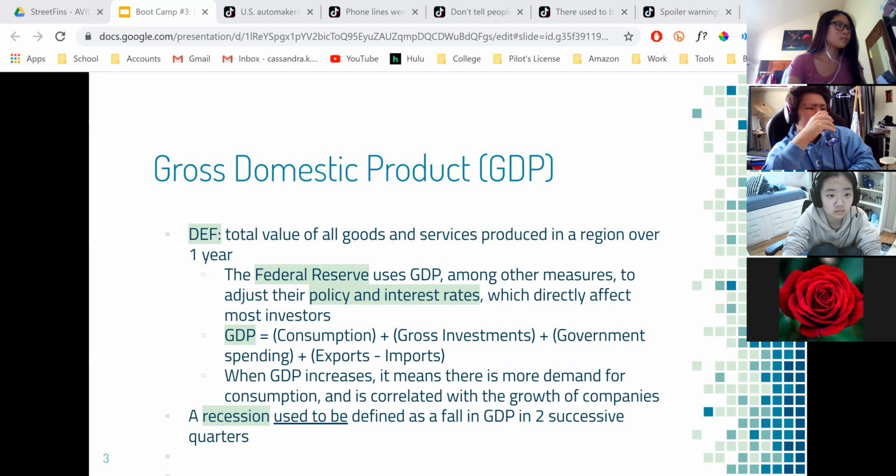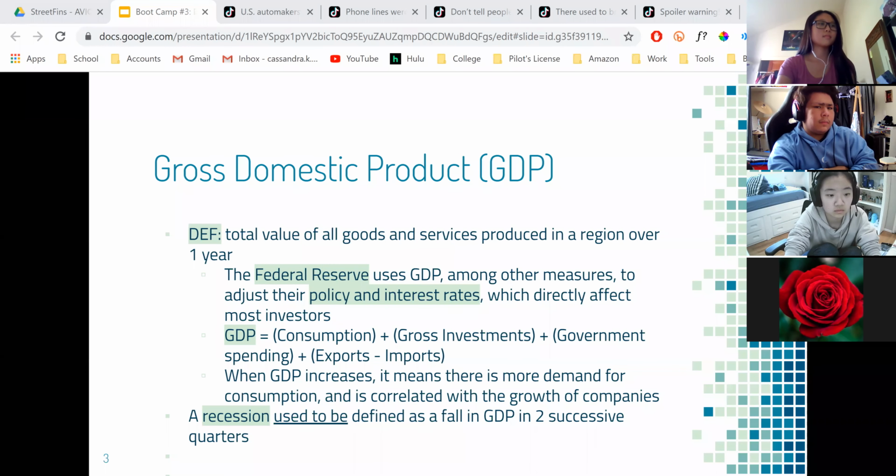When GDP increases, it basically means there's a higher demand for consumption, higher demand, higher supply, and supply and demand basically entail a more stimulated overall economy. It's also correlated with the growth of companies and the growth of stocks. A recession used to be defined as a fall in GDP over two successive quarters, but that was the old definition. We've started to move away from that, and later we'll get into why that's not an accurate indicator of GDP and of the overall economy.